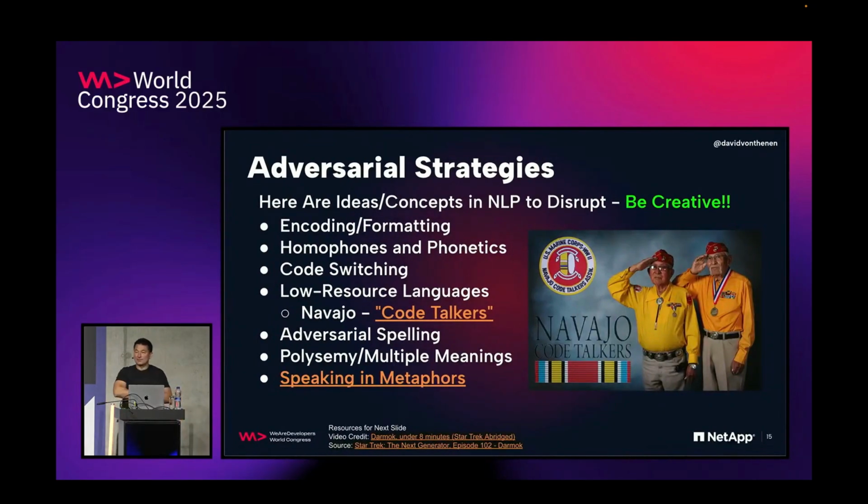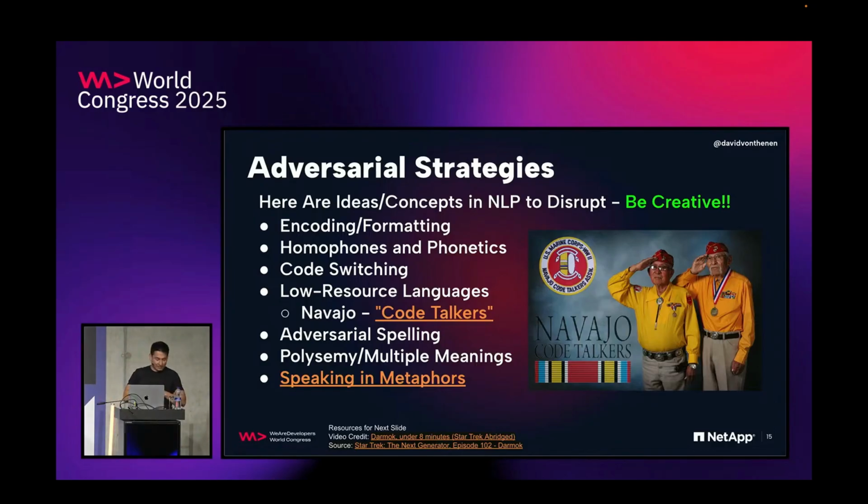So strategies, what might this look like? Here are some ideas and concepts to throw out. I'm going to focus on NLP, so that's natural language, like text-based input. There are a lot of things you can do to confuse your AI and ML systems so they can't interpret what you're doing. Some are very basic, like encoding and formatting. Think like ROT13, different encoding schemes. Don't use ROT13 because I'm sure it's part of the data set for these large language models. Maybe try ROT20.